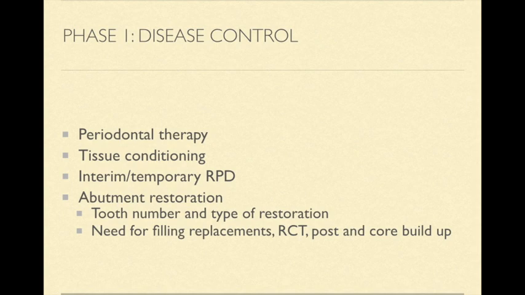The last one in the phase 1 treatment is the disease control. So when patients have periodontal disease, you may need to finish your periodontal therapies. If the soft tissue is irritated by the existing partial dentures or prosthesis, you will need to do tissue conditioning. Also, some patients might need to have teeth extracted and wait for the tissue to heal during this healing phase. You might also need an interim or temporary removable partial denture. Also, some abutment teeth may need some restorations.